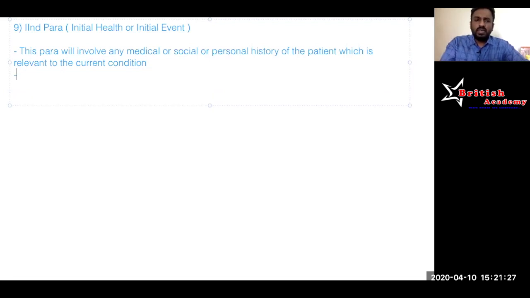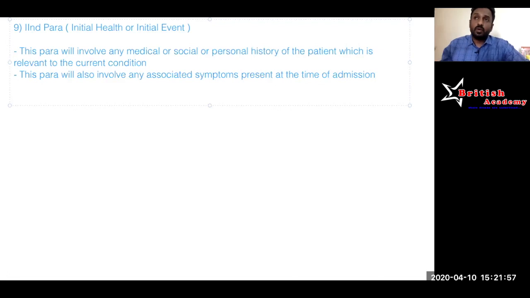Also, sometimes along with the prime diagnosis, you may see some associated symptoms. So you can write this para will also involve any associated symptoms present at the time of admission. If at the time of admission you find associated symptoms like rashes or fever, and you feel that is important to inform, any associated things along with the prime diagnosis that you found when he presented to the hospital should be put in the second paragraph.